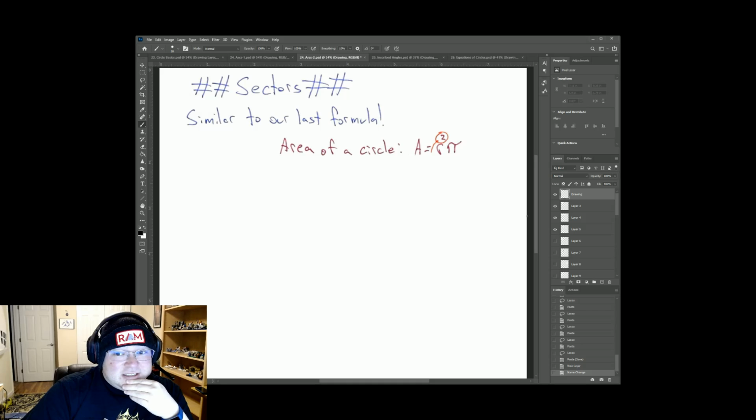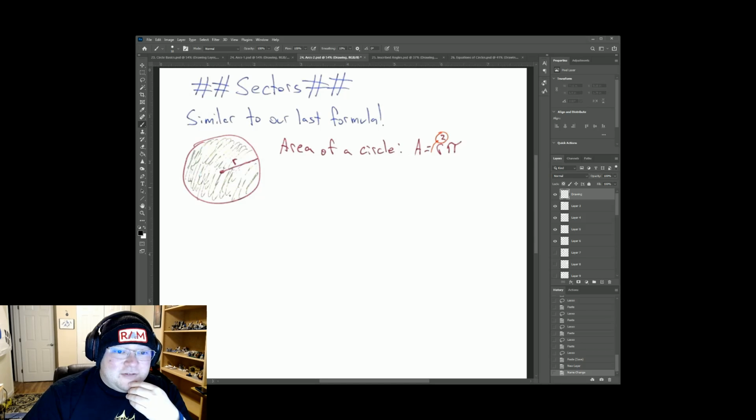The difference is that we're talking about area now. Sectors has to do with area, which is r squared pi. And sometimes people just say pi r squared. I like to put the pi at the end so you can leave it in terms of pi. So area of a circle is r squared pi. So the area means I want the whole inside of this circle. I don't want the distance around. I'm looking for how much it takes to fill up that whole circle.